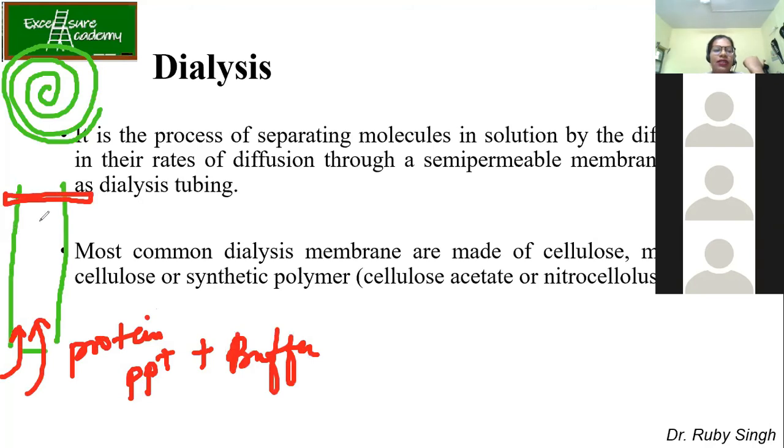So what will happen? This is all filled with the protein sample. Again, I'm going to seal it. Now this tubing is a semi-permeable membrane. So we know that whenever a concentration gradient is formed, the molecules will move from high concentration to low concentration. Now here it is protein molecules we are talking about. The protein molecules are going to be larger in size, so they cannot move from inside of the dialysis bag to the outside.